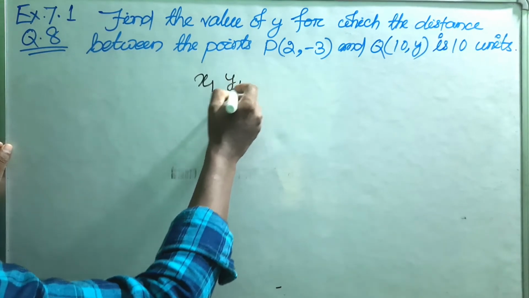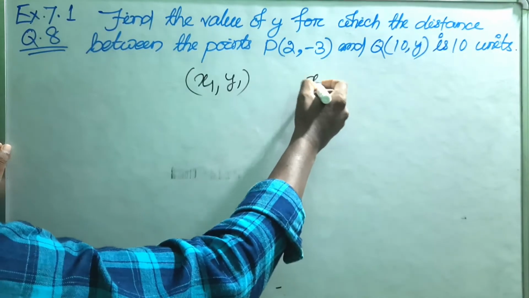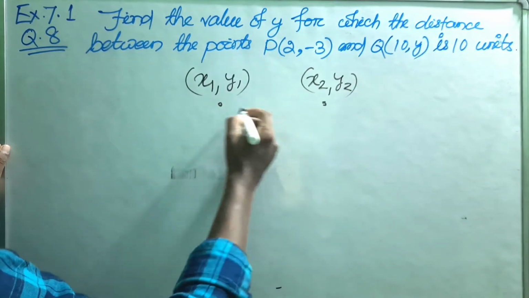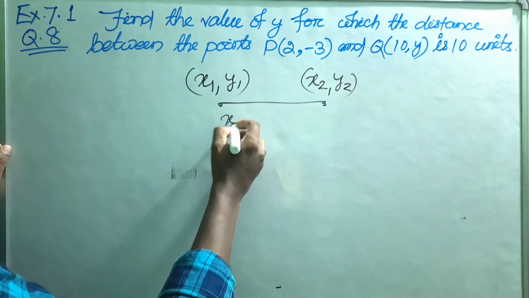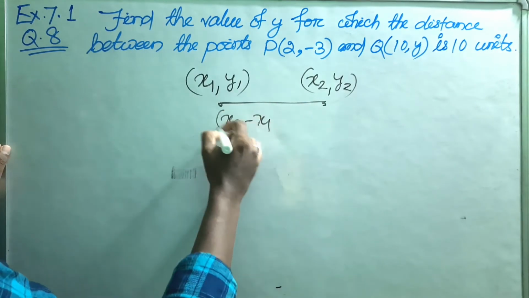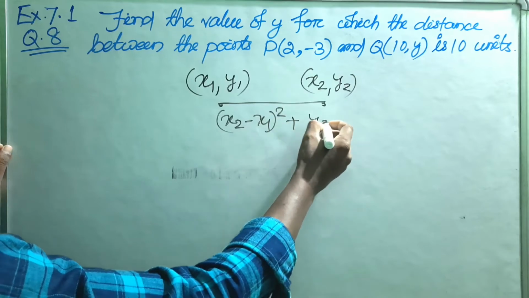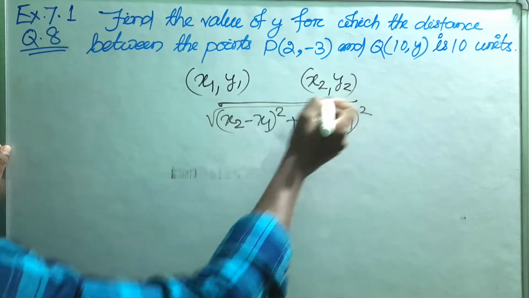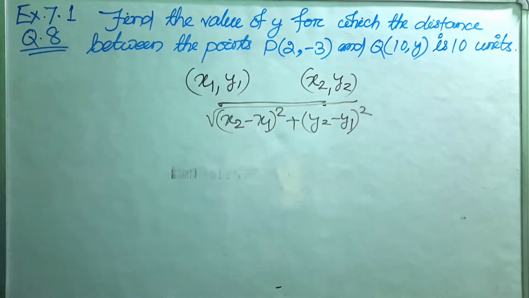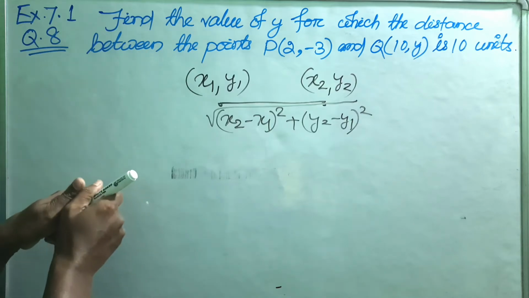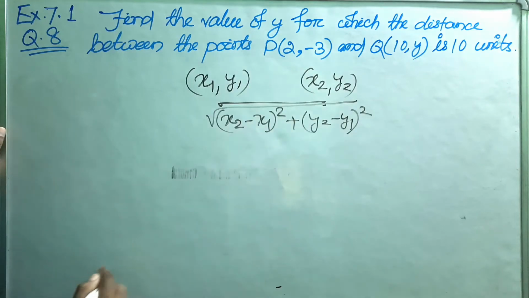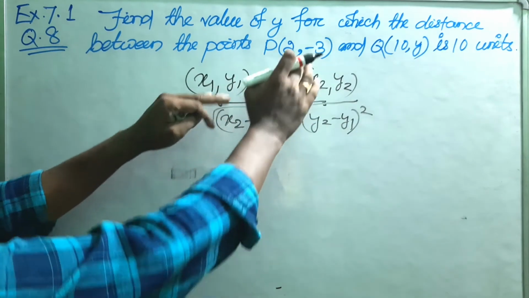Now suppose (x1, y1) is a point and (x2, y2) is another point. Now the distance between these 2 points is given by the formula, square root of (x2 minus x1) square plus (y2 minus y1) square. Now this is the formula for finding the distance between the 2 points whose coordinates are given. Now we have to apply this formula here.